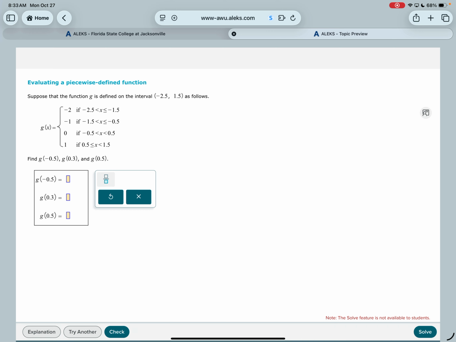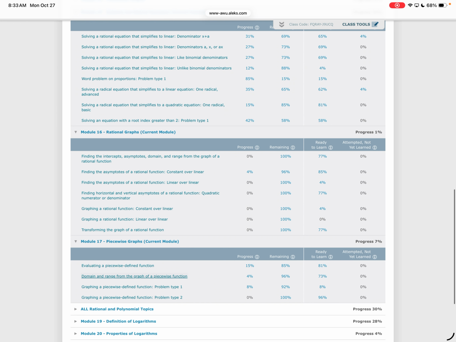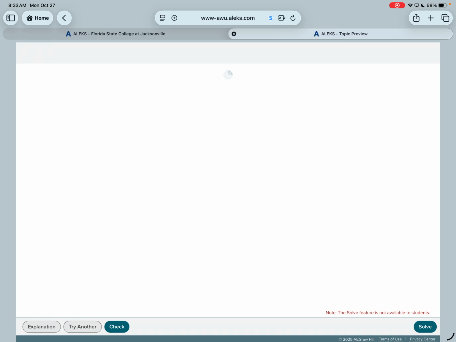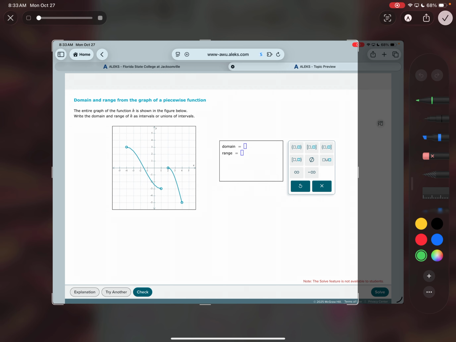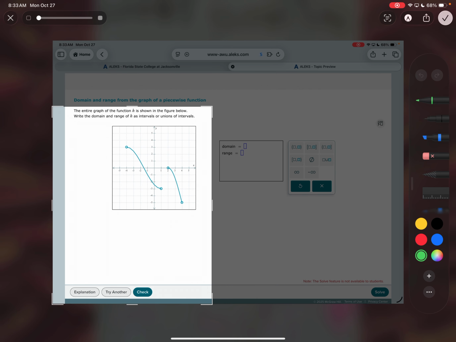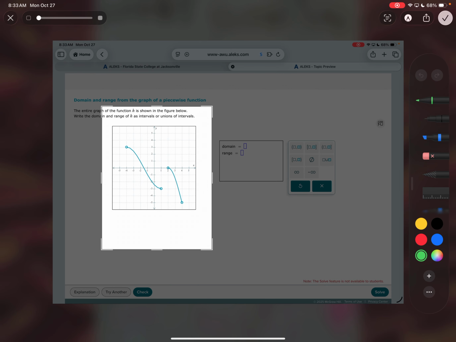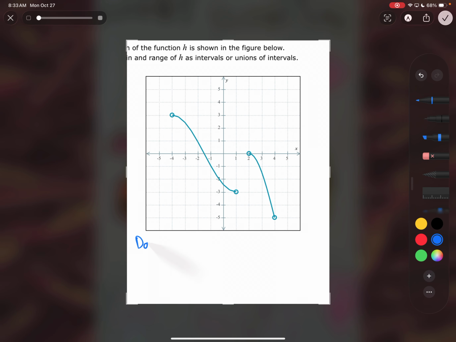All right, I skipped the domain one. Or I didn't skip it, but it's next. All right, so the domain and range of a piecewise graph. Remember, it might have been a bit since we've done domain and range, but the domain is your x's. It's how far left to right your graph goes. All right. So left here would be -4. It's a parenthesis because it's open. And then 1, again, a parenthesis because it's open.